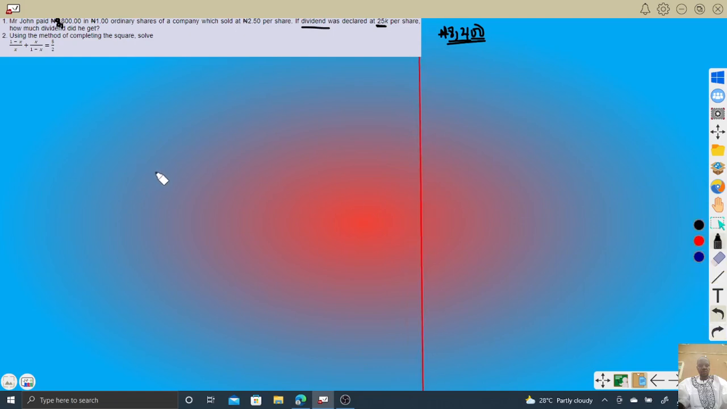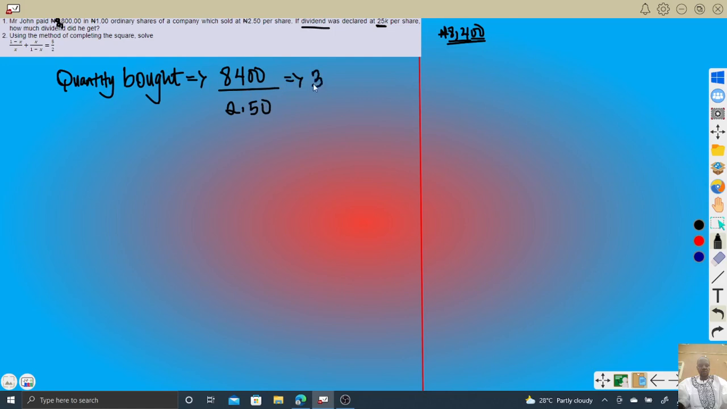Yes, we have initial money was 8,400 and they are selling it at 2.50 per share. So the quantity the man bought, total amount divided by the value of each. Quantity bought, I said it's 8,400. Please don't make mistake. The value of each of them is 2 naira 50 kobo, or 2.5 anyhow. Punching my calculator, I have the person bought 3,360 shares.